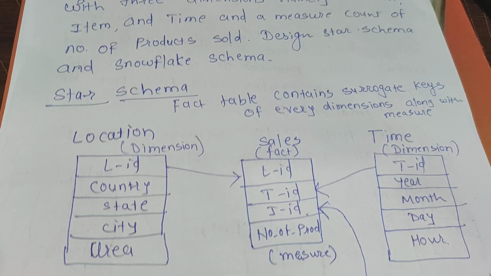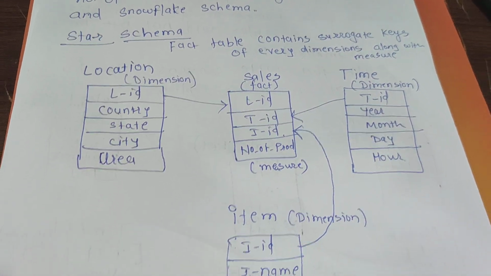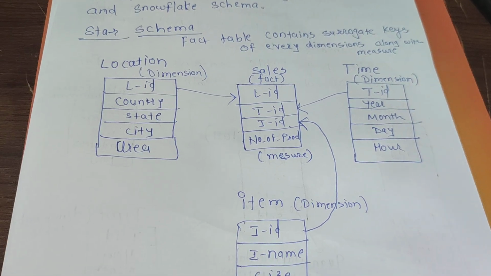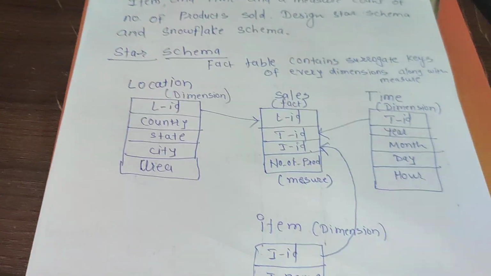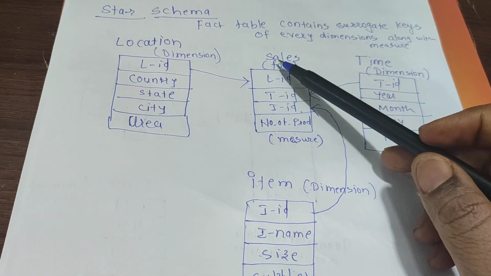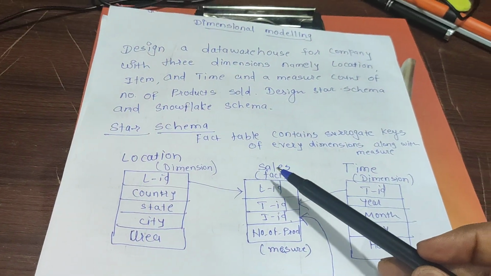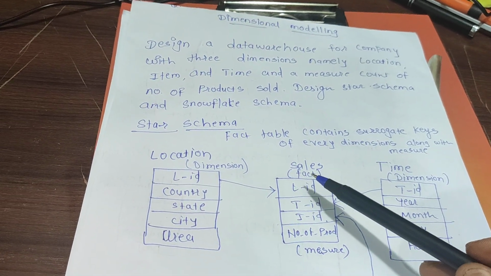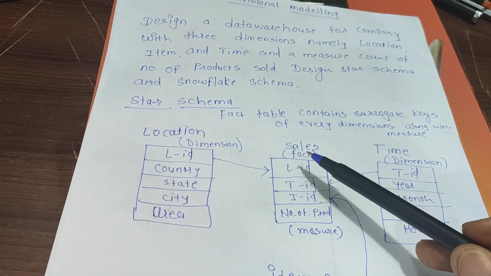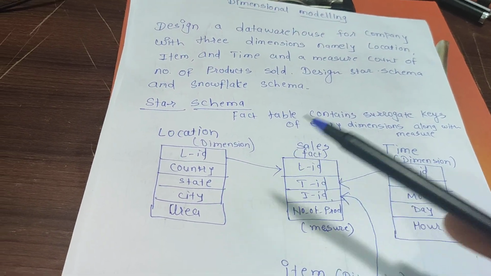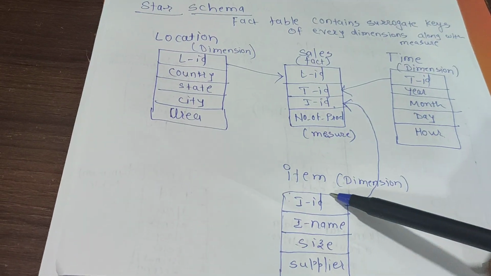First we will see how to design a star schema. To design a star schema, we will have one center fact table and the remaining dimension tables. So this is our fact table, that is the sales fact table. This is the company's data warehouse, so our fact is sales. We are interested in sales. So we have three dimensions, namely location, time and item.